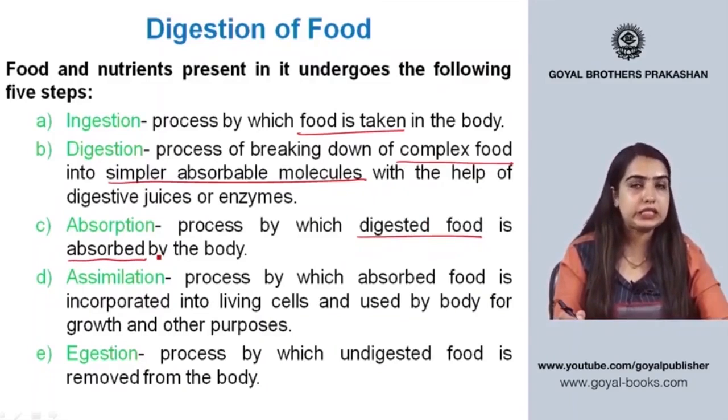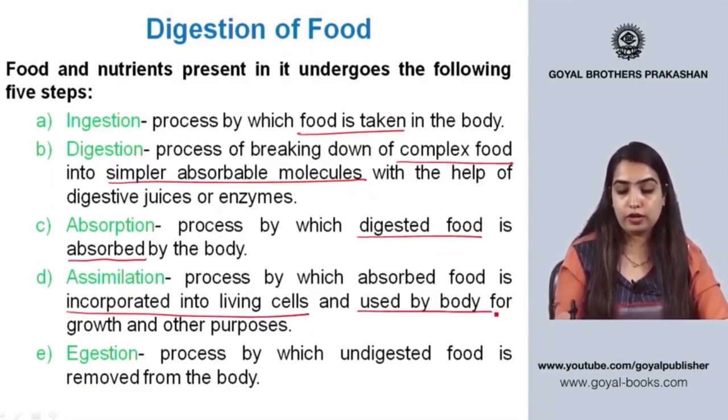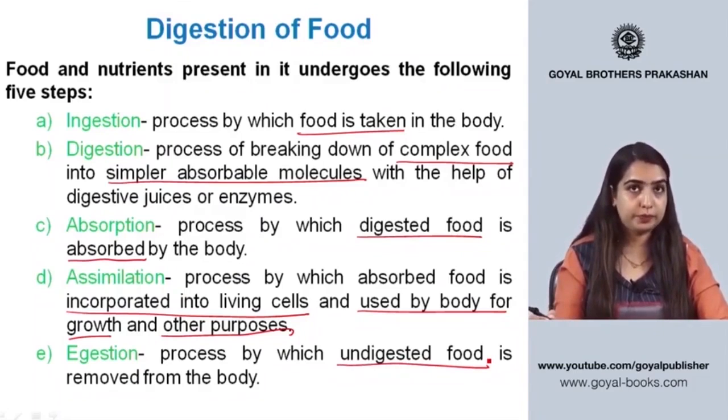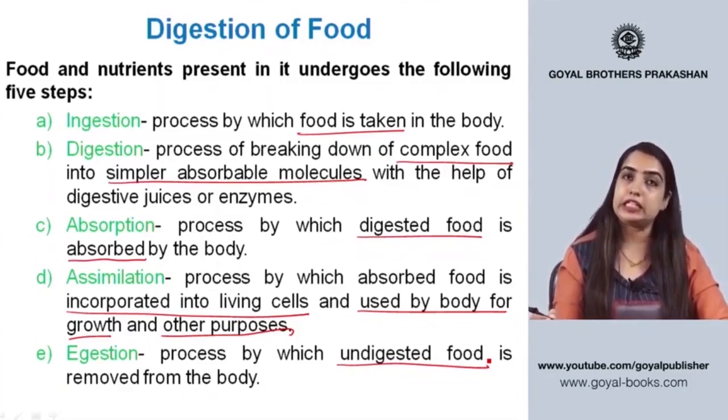The second last step is assimilation. This is a process in which absorbed food is incorporated into living cells and it is used for growth and other purposes. And last is egestion, which is a process of removal of undigested food through the body. I hope you understand these 5 steps, beginning from ingestion, digestion, absorption, assimilation and egestion.